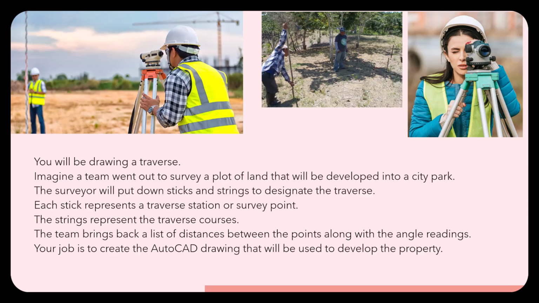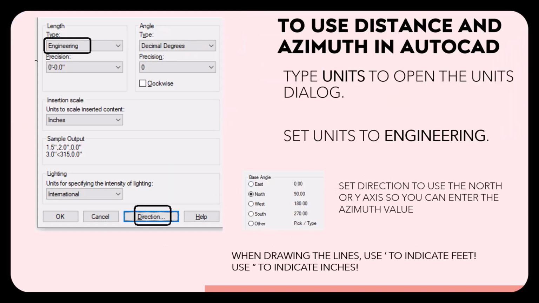If you've ever visited a construction site or driven by one, you've seen the sticks and the strings that lay out the property lines and the building pad foundation footprints. The strings represent the traverse courses. Team will bring back a list of distances between the points along with the angle readings. The angle readings use the azimuth. Your job is to create an AutoCAD drawing that will be used to develop the property.